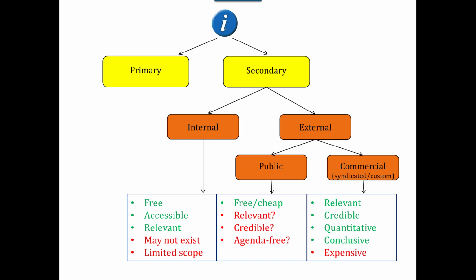In fact, pretty much for any type of research, secondary data should be a good starting point, because it's generally free, generally accessible, and may be relevant. So instead of thinking about doing primary research, you might want to start by looking at whatever's out there in the public domain or in internal databases.